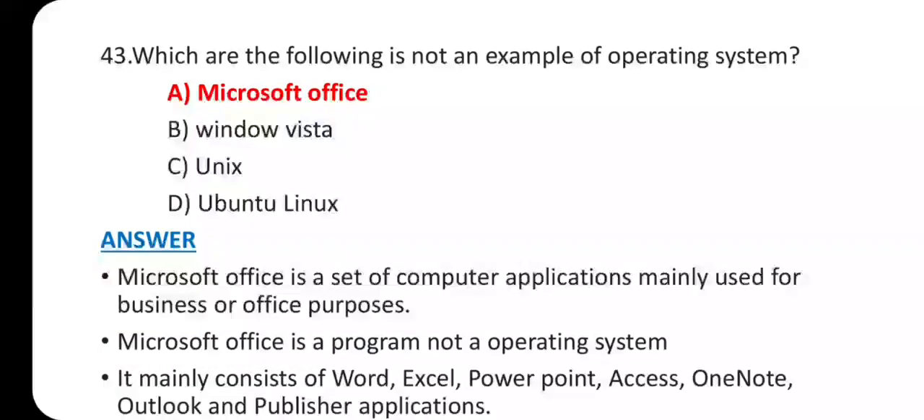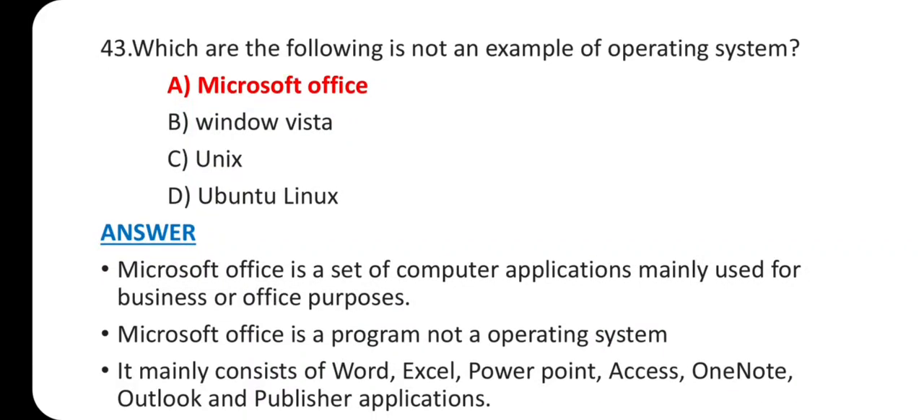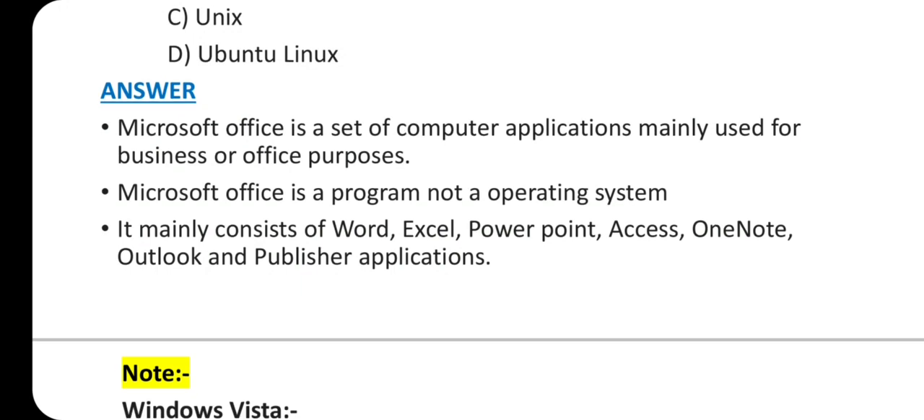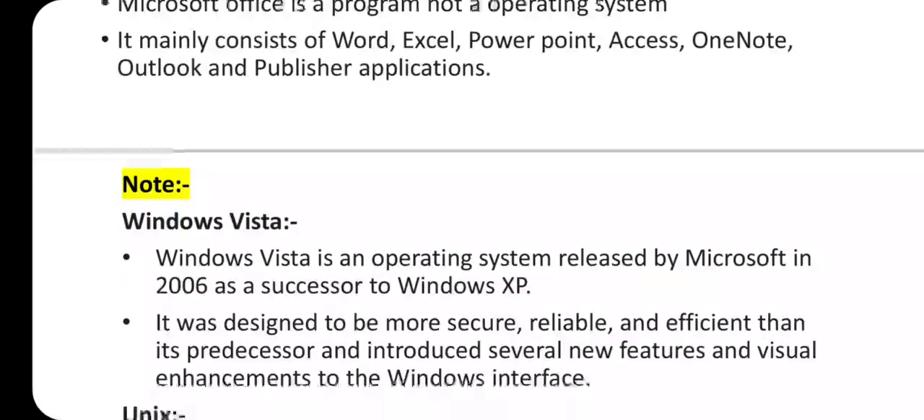Question number 43. Which of the following is not an example of operating system? Answer is option A, Microsoft Office. Microsoft Office is a set of computer applications mainly used for business or office purposes. Microsoft Office is a program, not an operating system. It mainly consists of Word, Excel, PowerPoint, Access, OneNote, Outlook and Publisher applications.